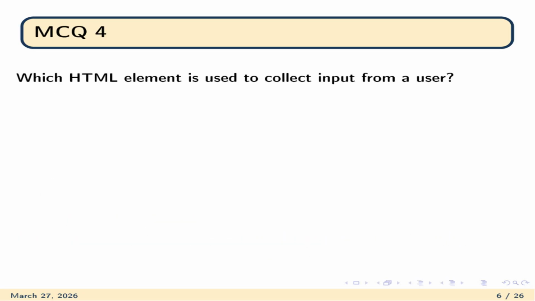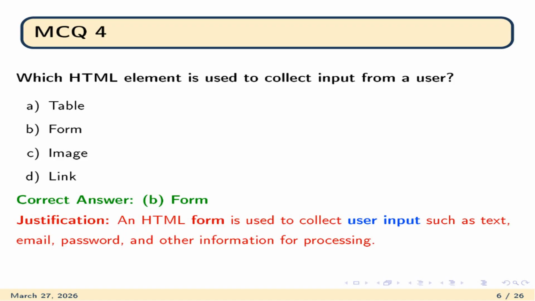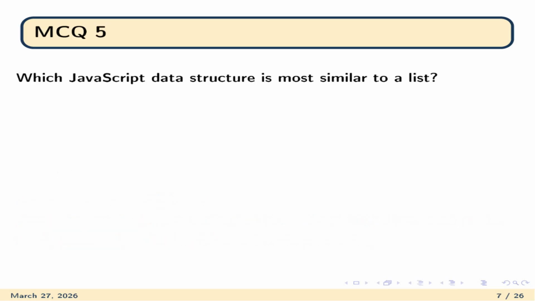Question number 4. Which HTML element is used to collect input from a user? Table, form, image, link. The correct option is form. In HTML, form is used to collect user input such as text, email, password, and other information for processing.